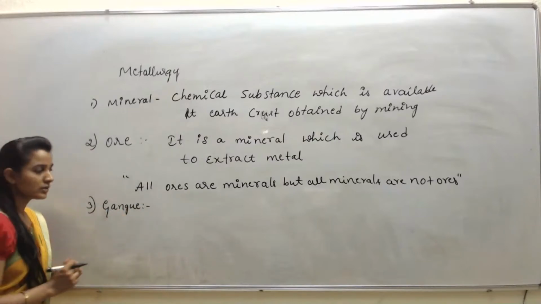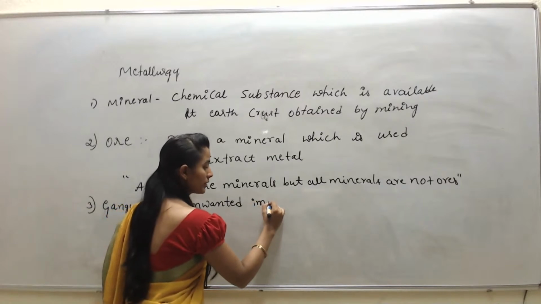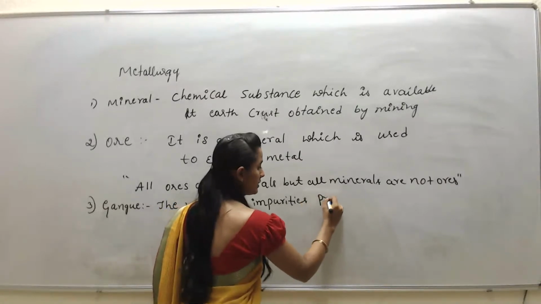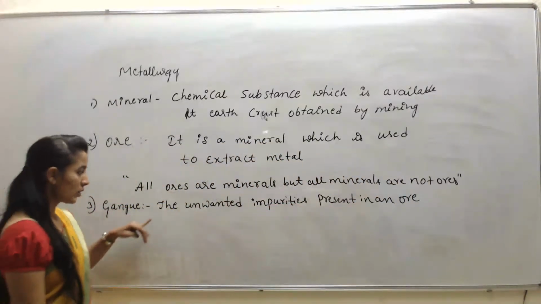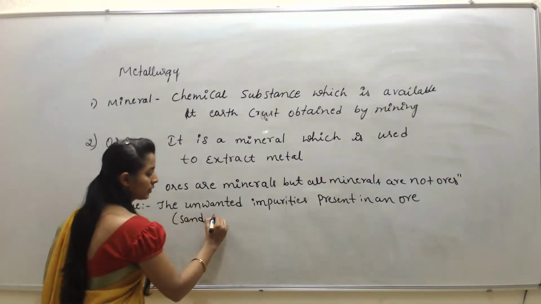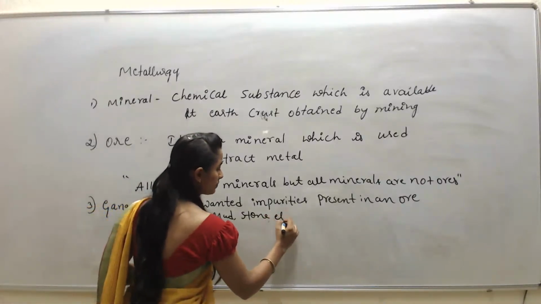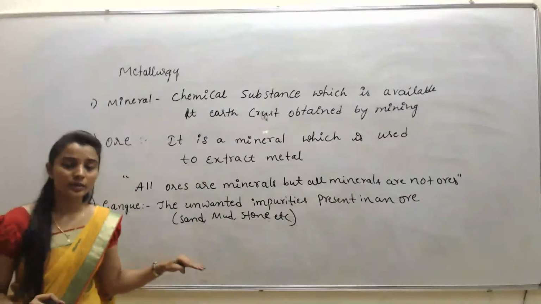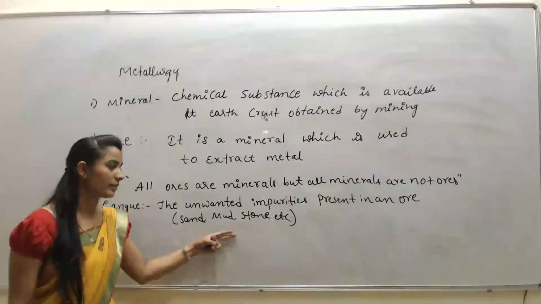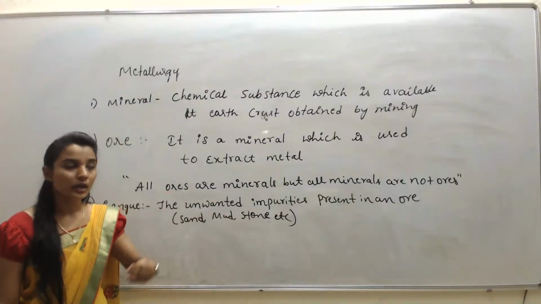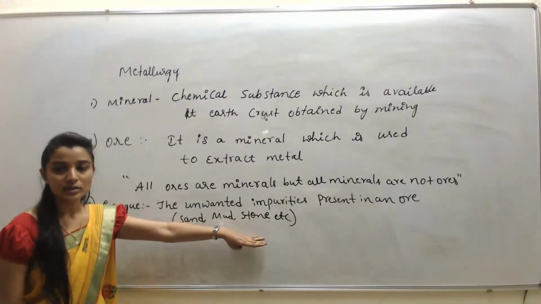What is meant by gangue? The unwanted impurities present in an ore are called gangue. That may be sand, mud, stone, or any other metals, etc. The unwanted impurities which are present along with the metals in the ore are called gangue particles. While we do mining, along with the metal ore, we get these things. These are called gangue particles.